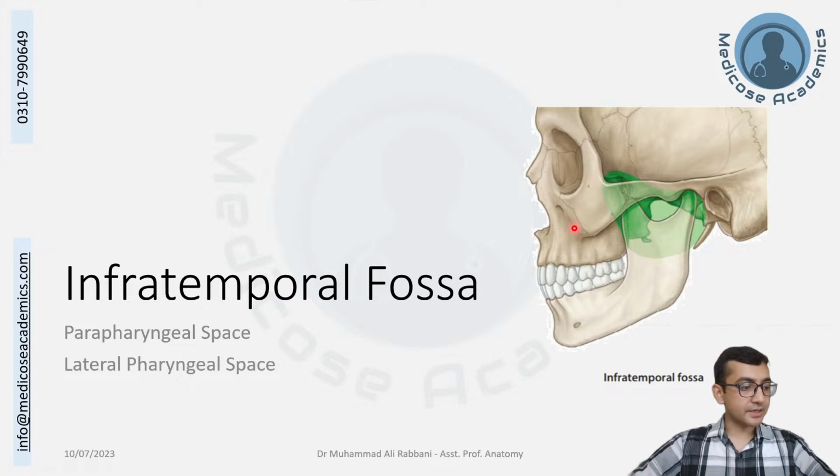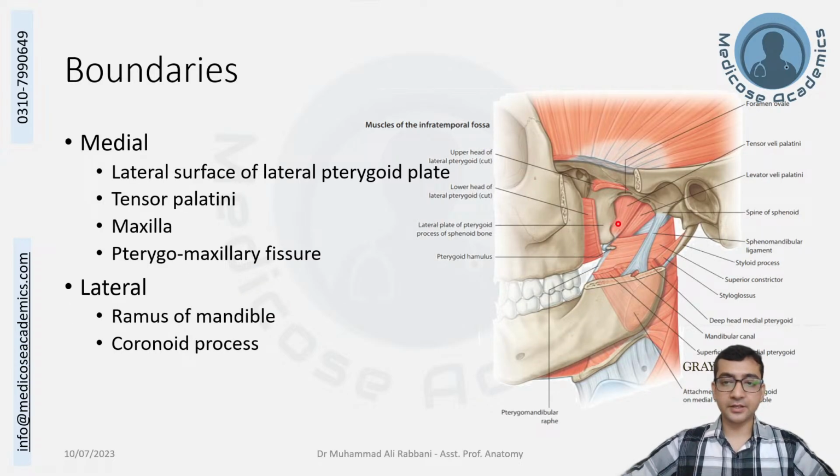The next topic is the infratemporal fossa. As you can see by the name, it is the one that is below the temporal fossa, the infratemporal fossa. It is also known as the parapharyngeal space, also known as the lateral pharyngeal space when talking about the skull. We're talking about the same thing. Let's look at its boundaries.